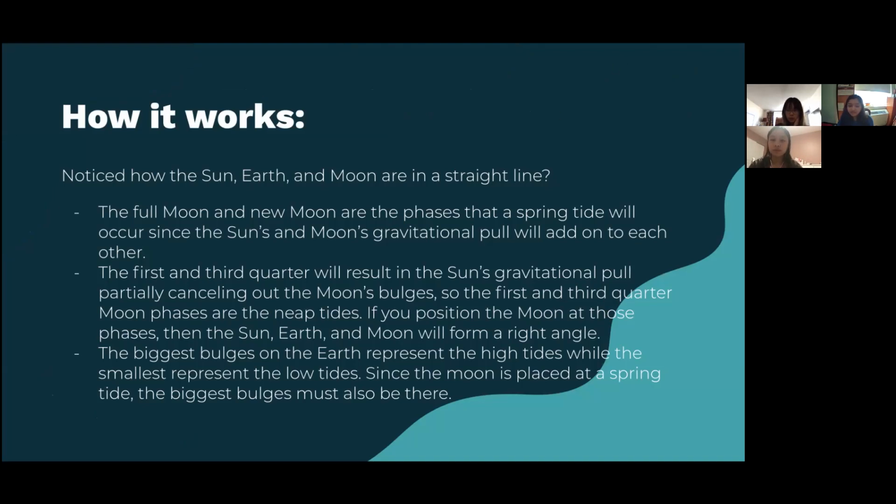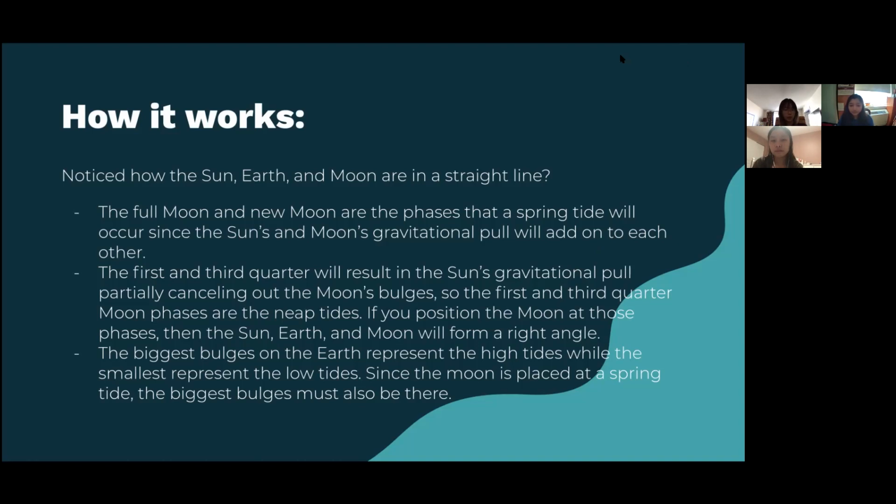So I guess now we'll explain why these answers are correct. I feel like Surashi did a really good job explaining earlier when showing the simulation. When the sun, the earth, and the moon are in a straight line, like we noticed before, and like you guys noticed on the Jamboard, the full moon and the new moon are the phases when a spring tide will occur, since the sun's and moon's gravitational pull will add on to each other.